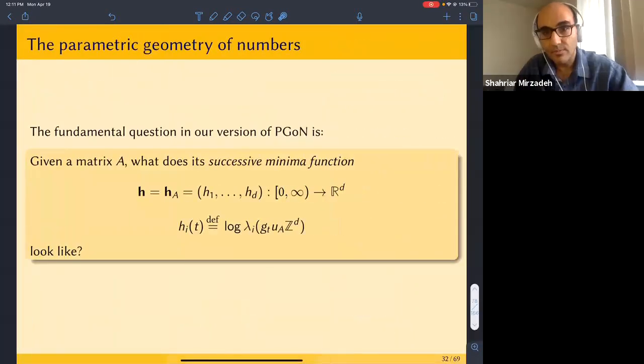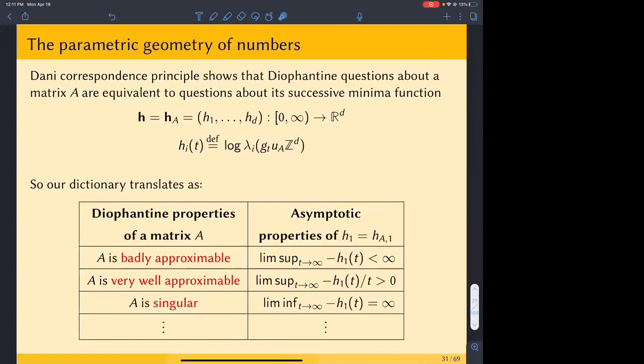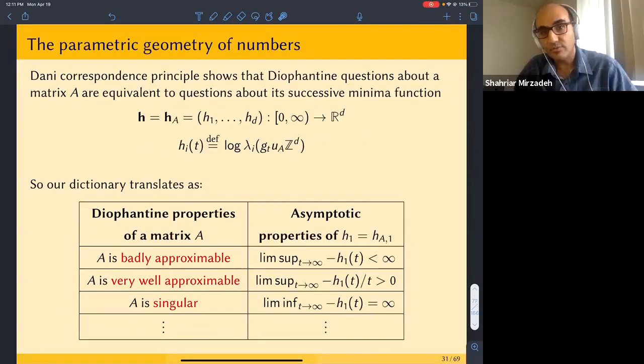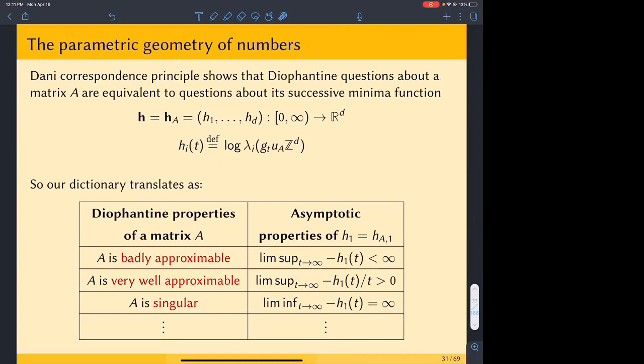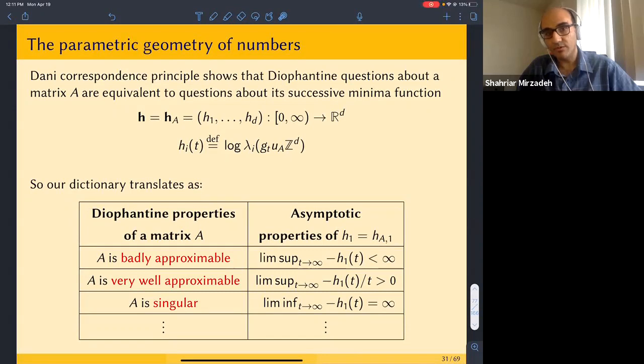Excuse me, can I ask a question? Yes. If you want to take this variational principle and prove something for an arbitrary homogeneous space, do we have an equivalent definition, for example, for a horospherical subgroup? Because you are taking A as a matrix, but suppose you want to do something similar for horospherical leaves. Can we make something similar?